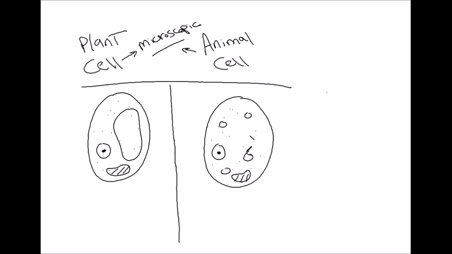Okay. The big difference between plant cell and animal cell is that plant cells have something called chloroplasts.